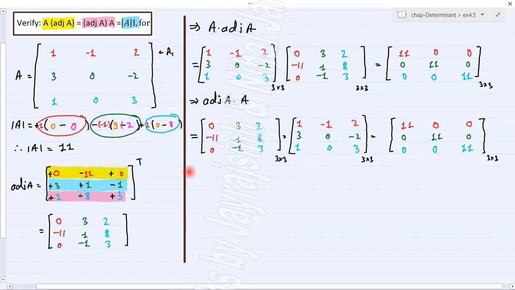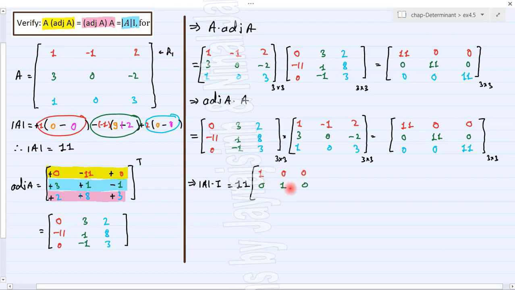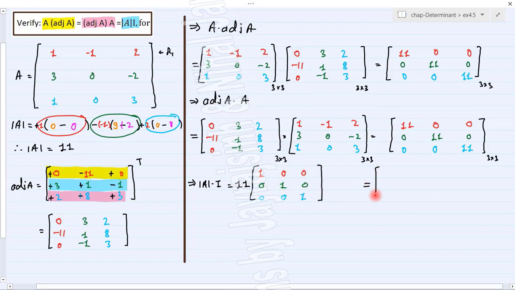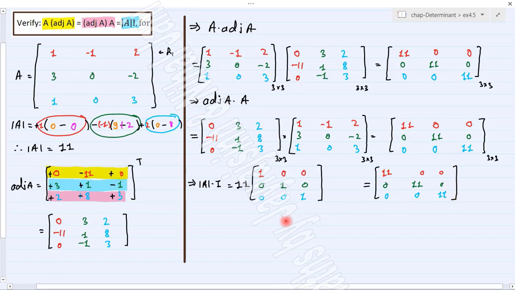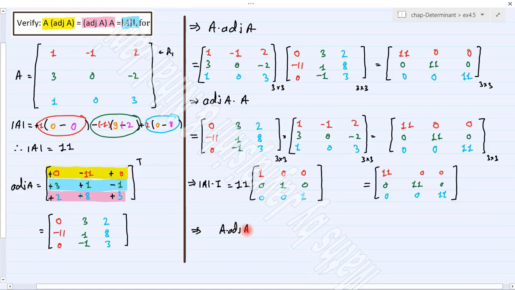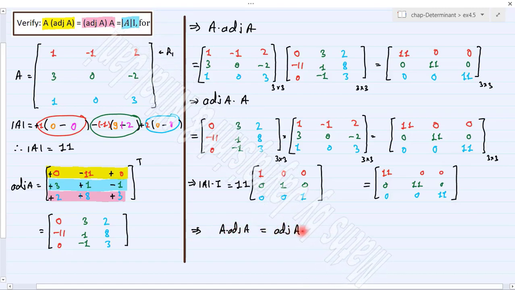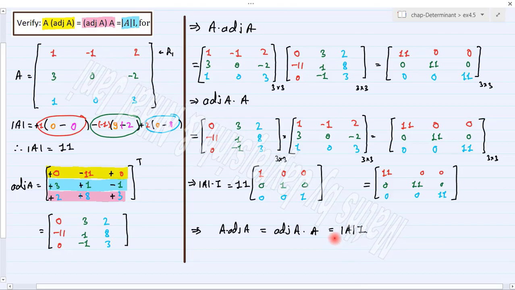Now let's get your last quantity, which is determinant of A into identity matrix. So let's take the determinant of A and multiply with identity matrix of order 3 cross 3. So it will become 11 0 0, 0 11 0, and 0 0 11. So as you can see, A into adjoint of A is equal to adjoint of A into A, which is equal to determinant of A into I. Hence proved.